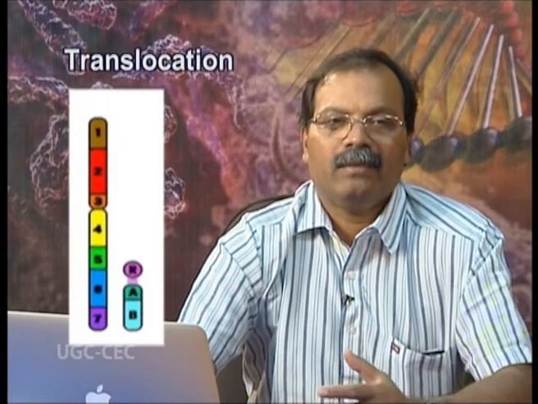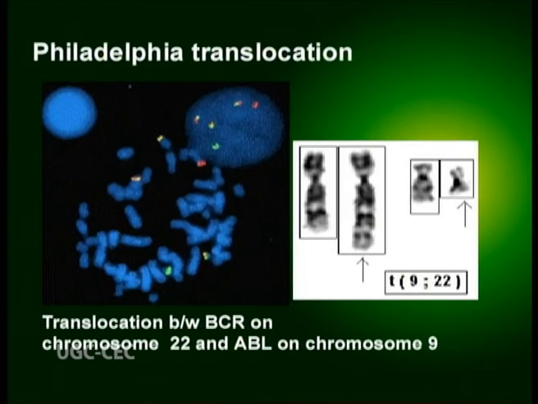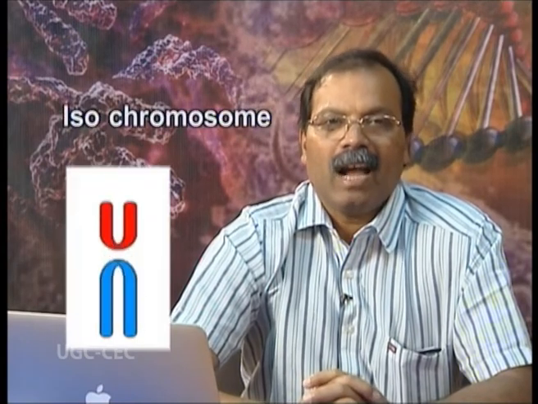There are a few examples within the chromosome X. There is a deletion and translocation in chromosome number 4 and 6. This is also a commonly known chromosome abnormality, the Philadelphia chromosome, which involves chromosomes 9 and 22, which is associated with cancer. There is also another abnormality called isochromosome.